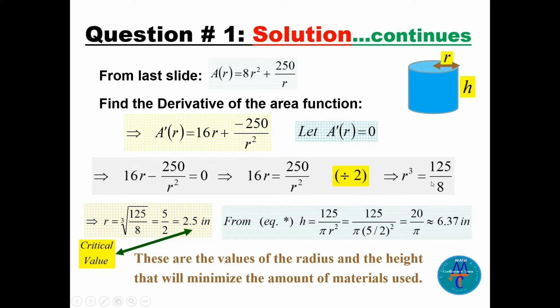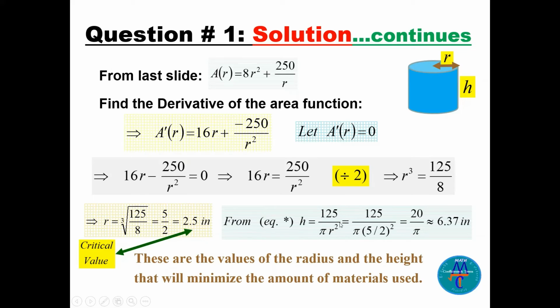Take the cube root now of both sides. See here, r equals the cube root of 125 over 8. So it will be 5 over 2, a simple number, 2.5 inches. So what is this? This is the critical value. This is like the value for the x in the other functions. R is 2.5. So we need h.